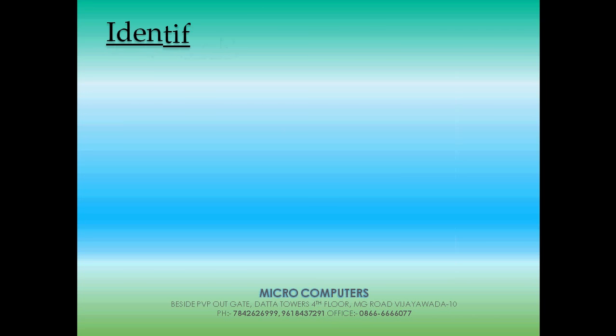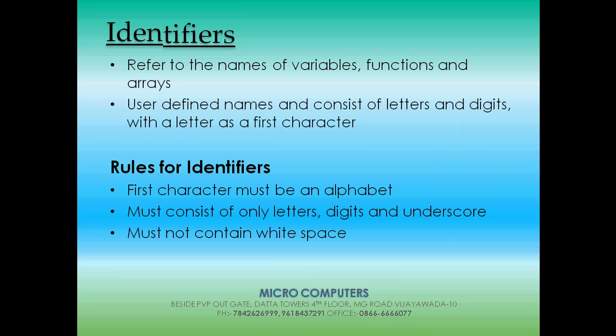Coming to identifiers. They refer to user-defined names of variables, functions and arrays, and consist of letters and digits with a letter as the first character. In order to write identifiers, we must keep in mind some of its rules. The first character of an identifier must be an alphabet, and it must have only letters, digits and underscore. It must not have any white spaces.